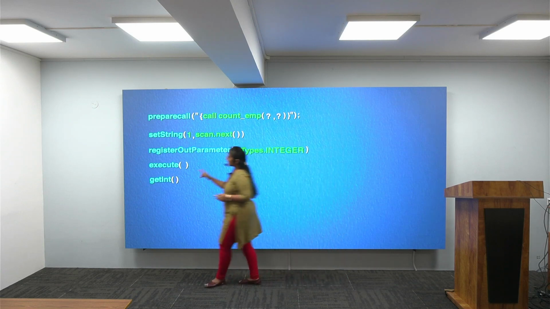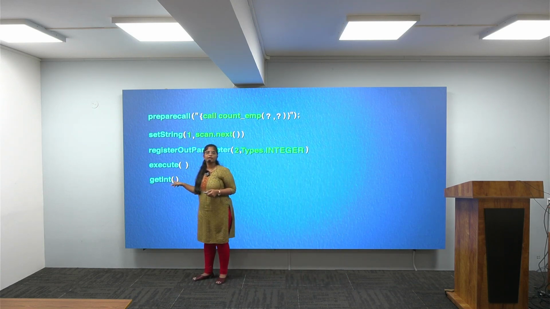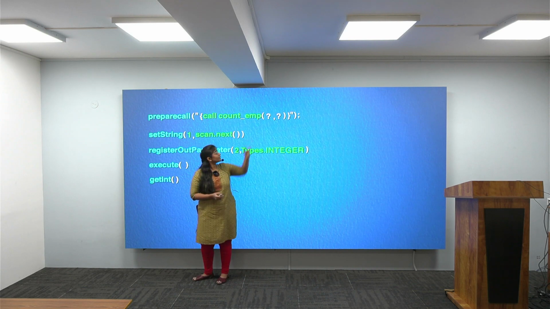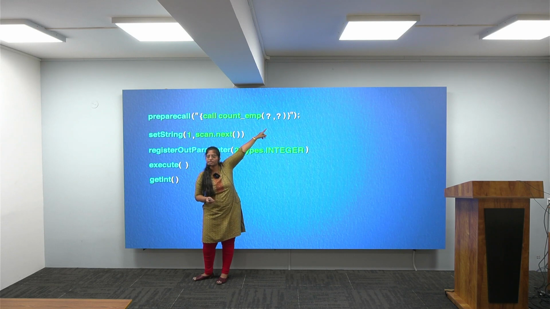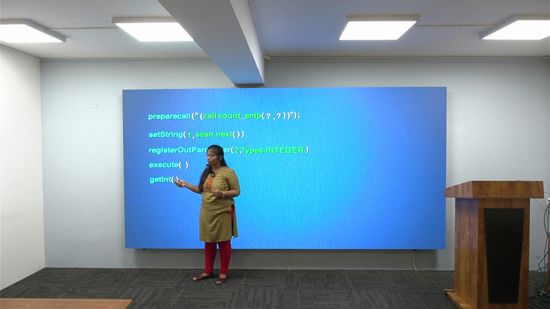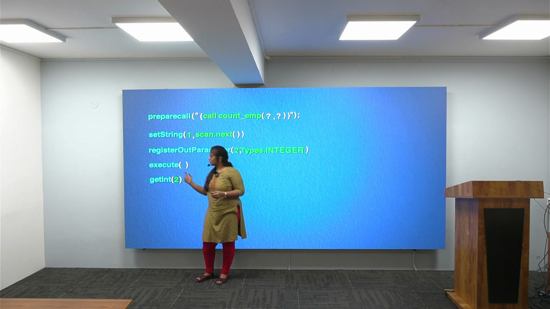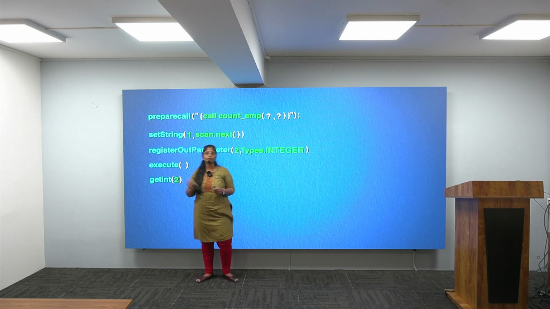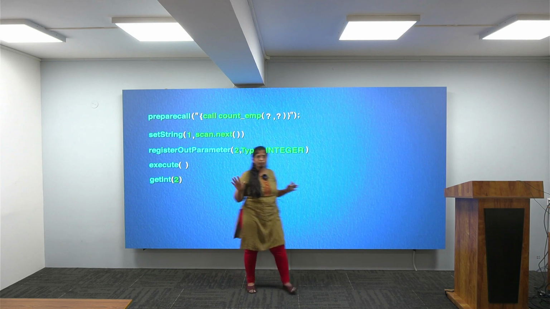Now this getInt accepts one parameter. What is the parameter? Inside which particular placeholder the output is being placed. First or second? Second placeholder. Mention that particular placeholder here so that it can extract that output. So I need to pass a 2 here. Then it will fetch that output and give it here. So it will return an integer value which you can collect and print. I hope it is clear for you.